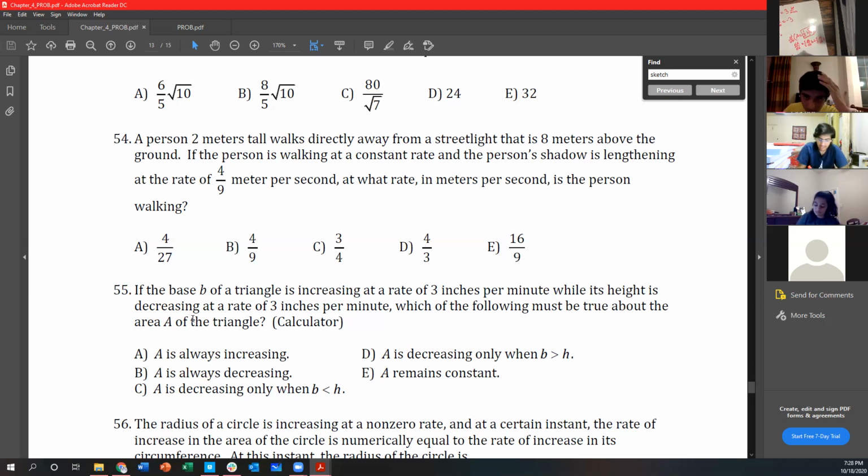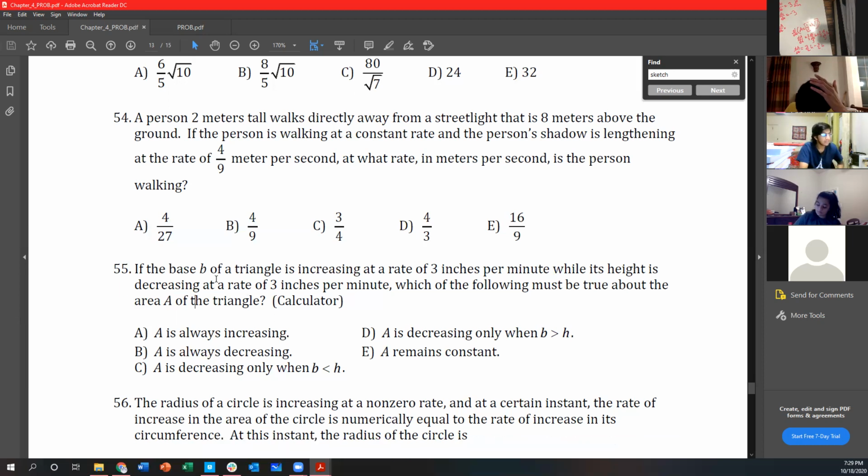So, dA dt equals, well, dB dt was 3, and dH dt was -3. So I know that this is 3/2 h minus 3/2 b. So what this question asks is, which of the following must be true about the area? Looking at the answer choices, I see words like increasing and decreasing. Area will be increasing when dA dt is positive, and it'll be decreasing when dA dt is negative, right? Does that make sense?